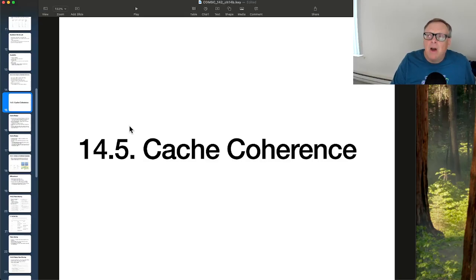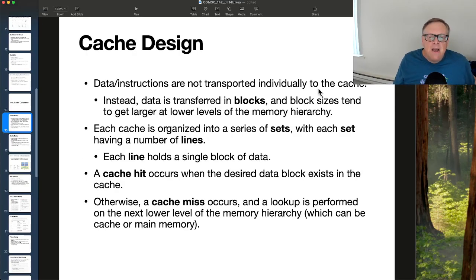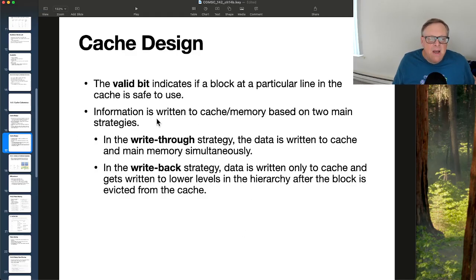So then, of course, there's the problem of cache coherence. We've talked about this quite a bit. There are many caches at many different levels in the machine, and the problem is those caches have data, and the data keeps getting out of date, and then you have to update it, and that's expensive. Your data is transferred in blocks, the blocks are in sets, the sets have lines, and each line has a single block of data. A cache hit occurs when you find the data you need in the cache. The problem is a cache miss, when you don't find the data and you have to perform a lookup at some other level of the memory hierarchy, which is slow. And the valid bit indicates whether the data at this line is safe to use.